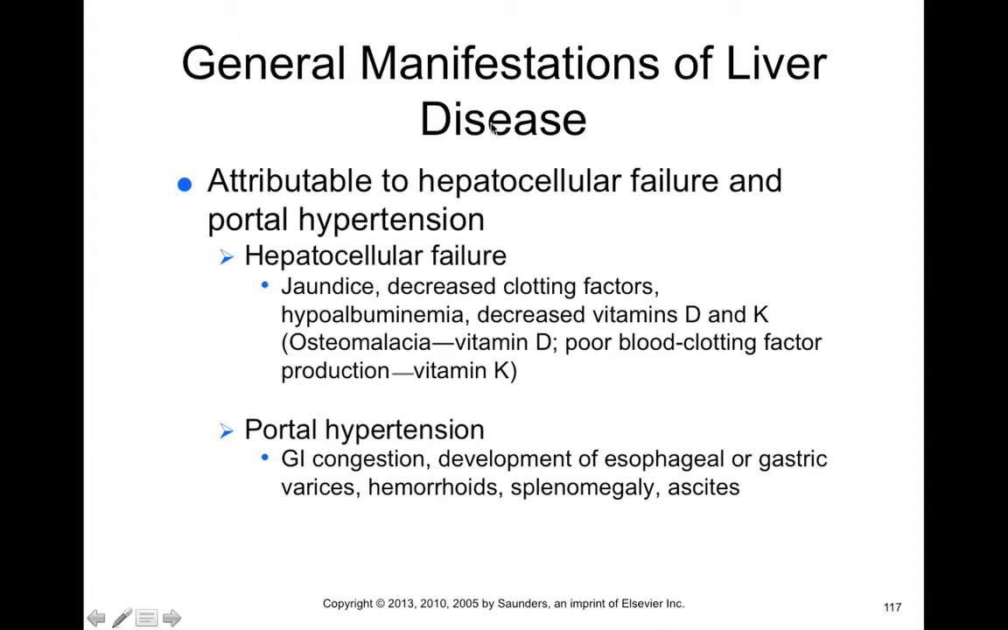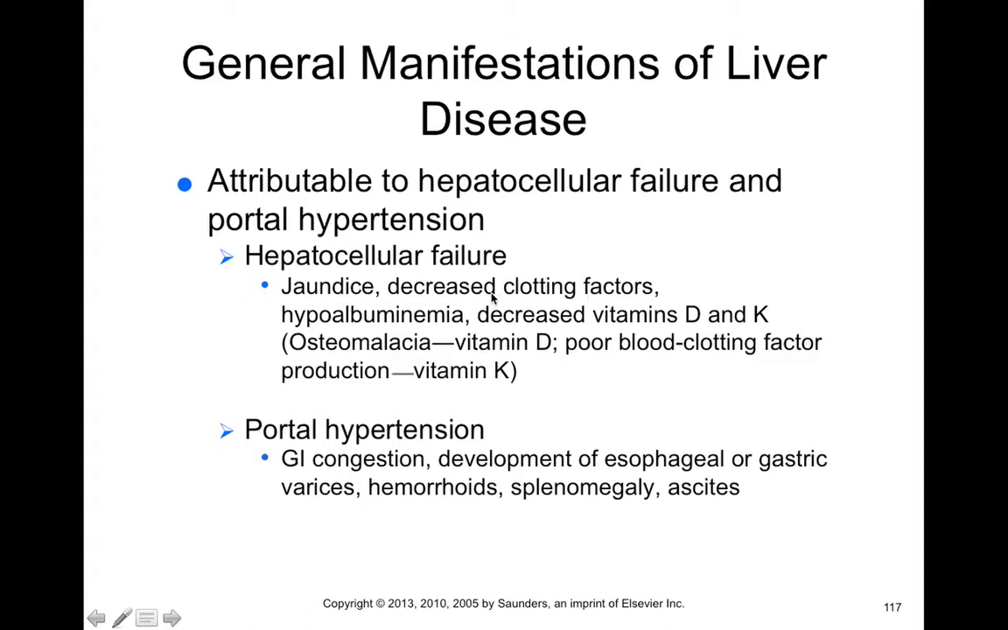Now, in terms of some of the general manifestations of liver disease, we have hepatocellular failure, or basically failure of the liver cells, which can lead to a variety of things. It can lead to things like jaundice or a decrease in clotting factors. Jaundice, remember, is a yellowing of skin and other tissues, and this is due to an accumulation of bilirubin in those tissues, because if the liver can't adequately remove that bilirubin by incorporating it into bile, then this can lead to jaundice later on.